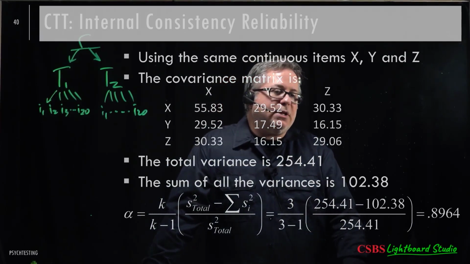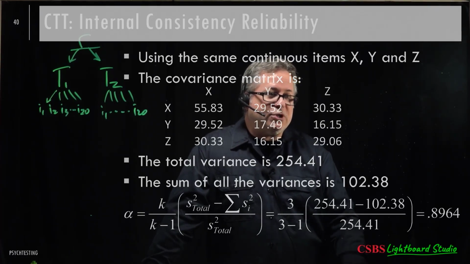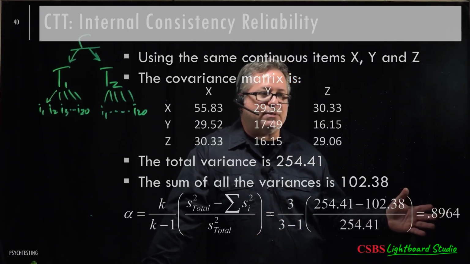Because if I have an entire scale that has multiple subscales, my internal consistency may actually be kind of low if I just look at all the items and ignore the subscales.